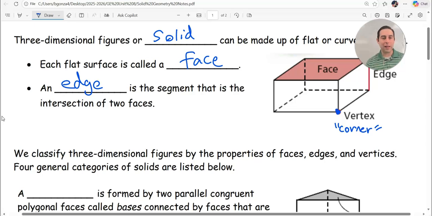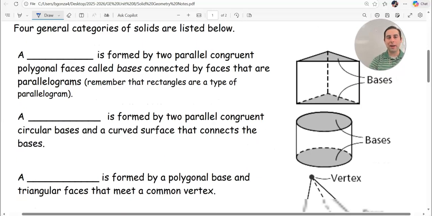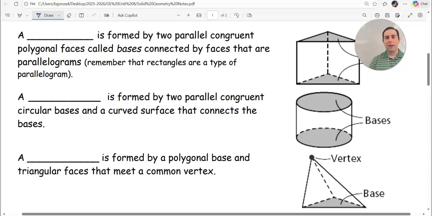Let's talk about classifying. We classify 3D figures by the properties of their faces, edges, and vertices. And there are 4 general categories of solids below. Does anyone still need these words? Here we go. Moving on. We classify this way. All right, this first one. Here's an example. Let's underline some things.